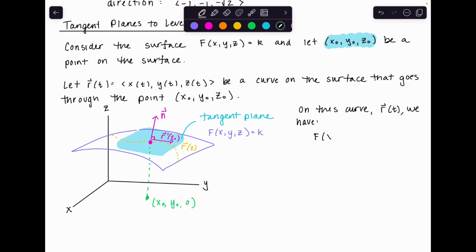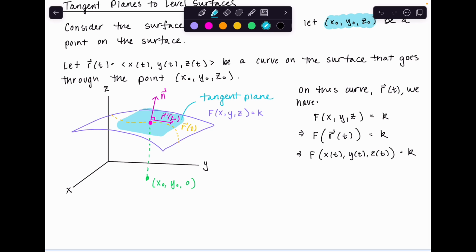We've got the surface f of x, y, z equals some constant k. But what I'm doing is specifically looking at the function f, but I'm looking at this vector function inside of the surface. So really, I'm just parametrizing each of these components by x of t, y of t, and z of t to give me what this vector function looks like on the surface.